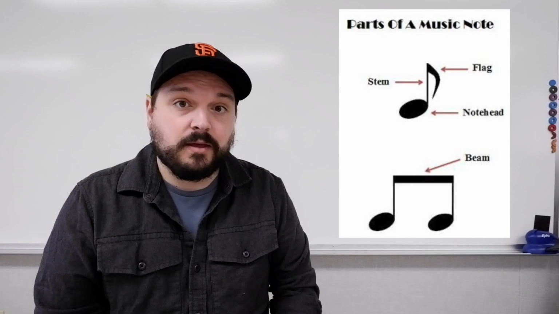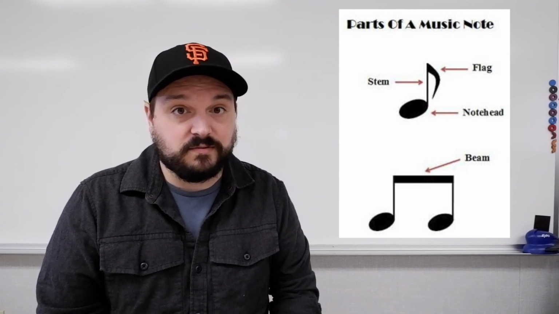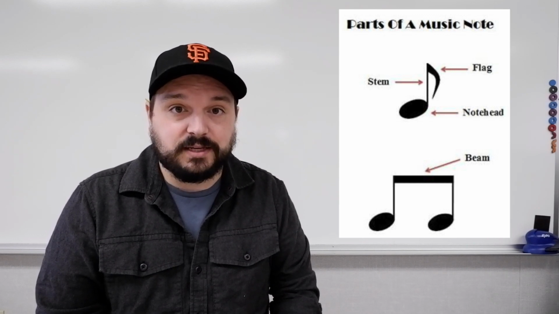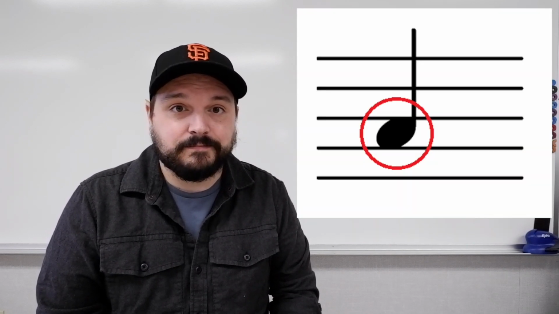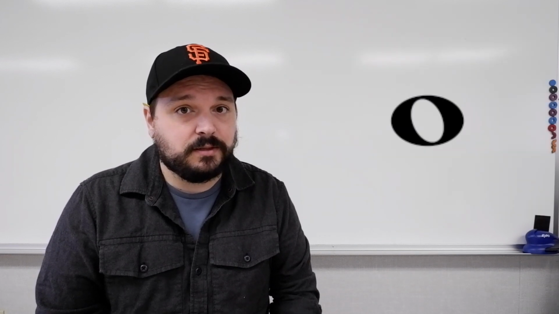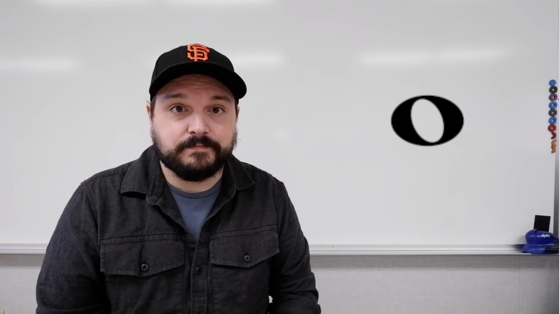So here, if you remember, are the parts of a note. A music note has a few different parts to it. The first thing that all music notes have is a head. Now, the head could look solid like this one. The head could look hollow like this one. Regardless, the music head is the first part of the note.